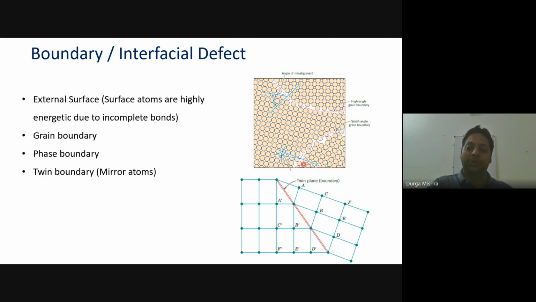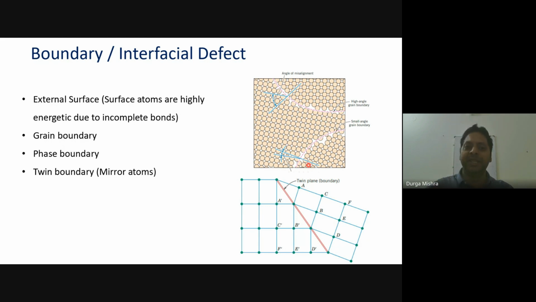Again, you draw a straight line which connects, let's say, the same atoms which are oriented the same way, and then you see how much is the deviation from this particular orientation between these two grains. Here this angle is quite small compared to this angle, so this boundary will be called a small angle grain boundary. These are all a two-dimensional or interfacial defect.